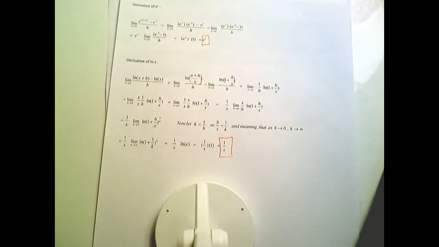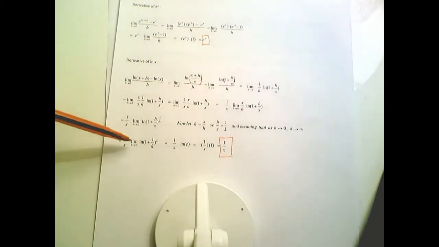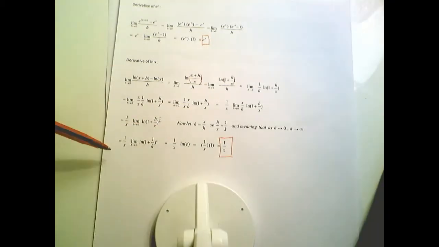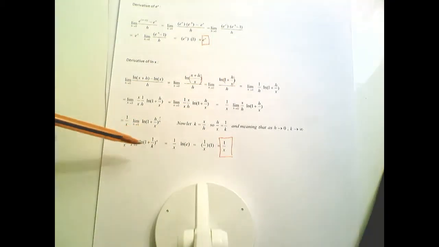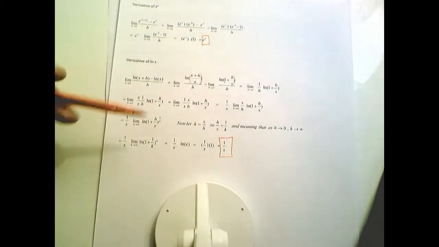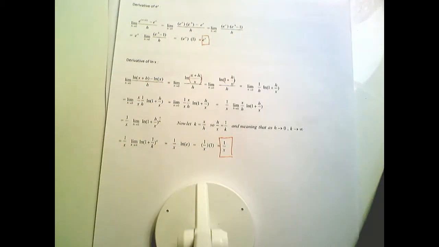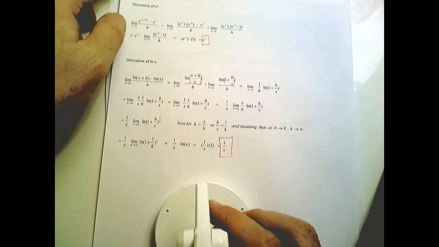Now, what's the nice thing? That limit is nothing more than the definition of e. 1 plus 1 over k to the k as k approaches infinity is e. So as a result, I now have 1 over x times the ln of e. And hopefully we recall the ln of e is nothing more than 1. 1 over x times 1. The derivative of ln of x is nothing more than 1 over x. So this is how we build these derivatives. Let's go ahead now and summarize.